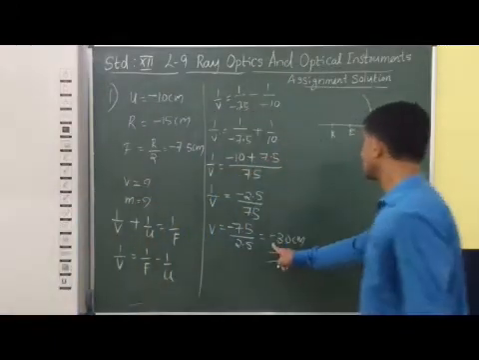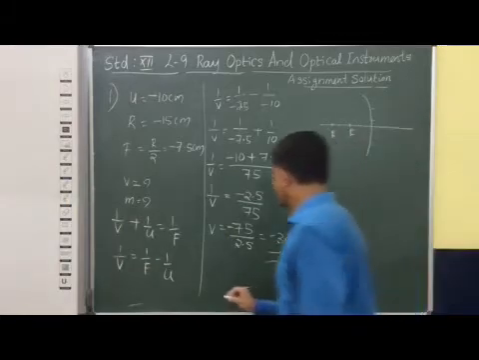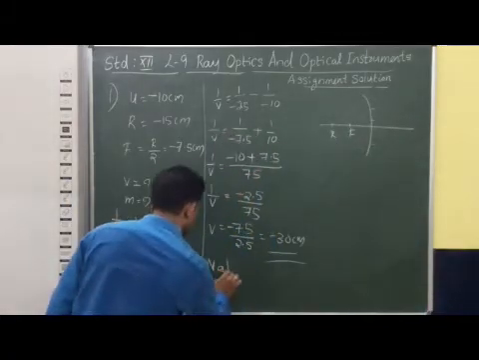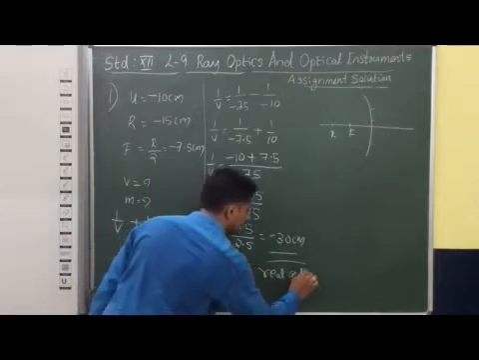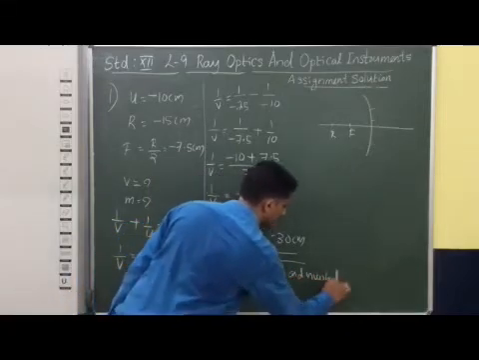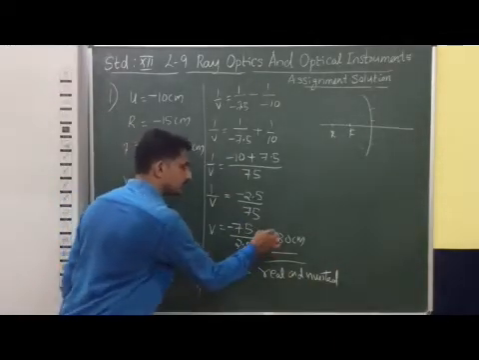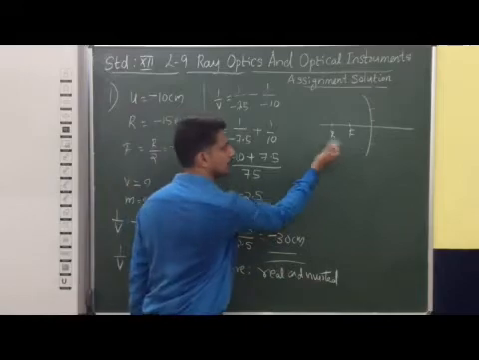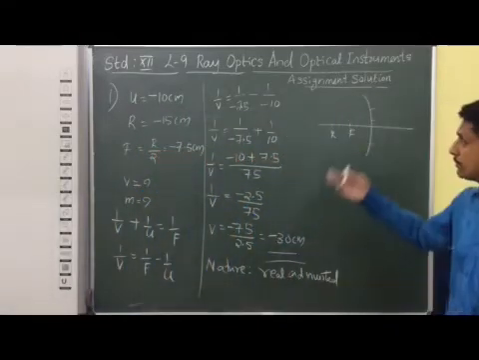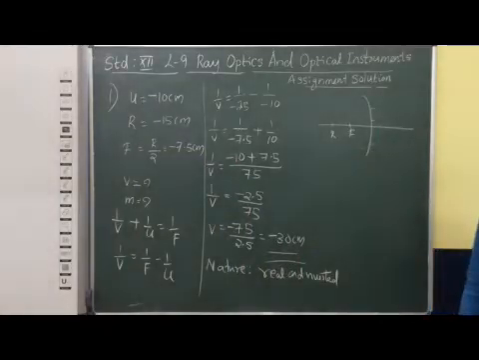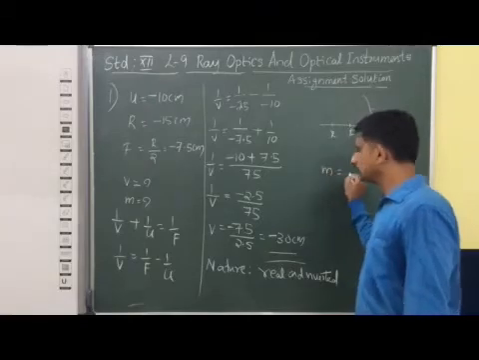From this it is clear, minus 30 means the image is forming on the left side only. So the nature of the image is real and inverted. From this minus sign we can understand the image is forming on the left side, and in the case of a mirror, a left side image should be real and inverted.